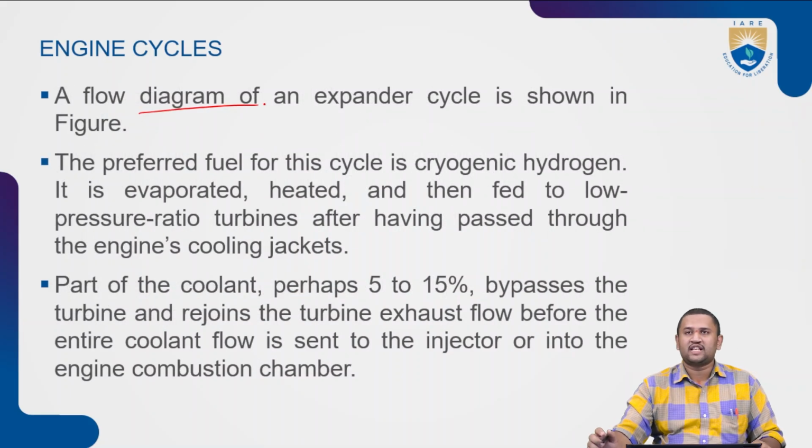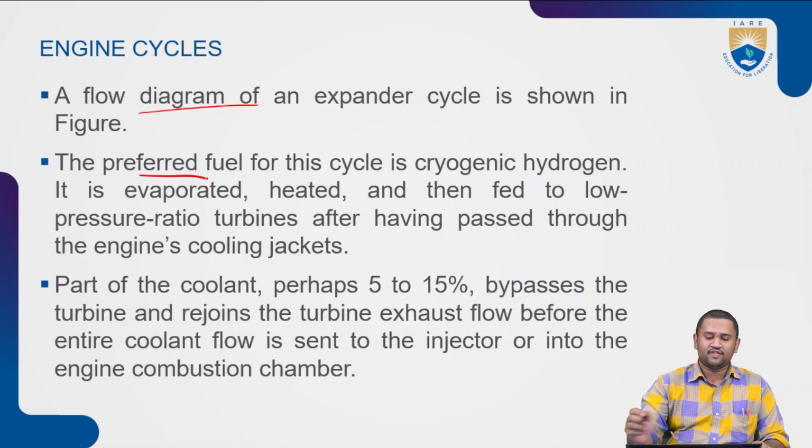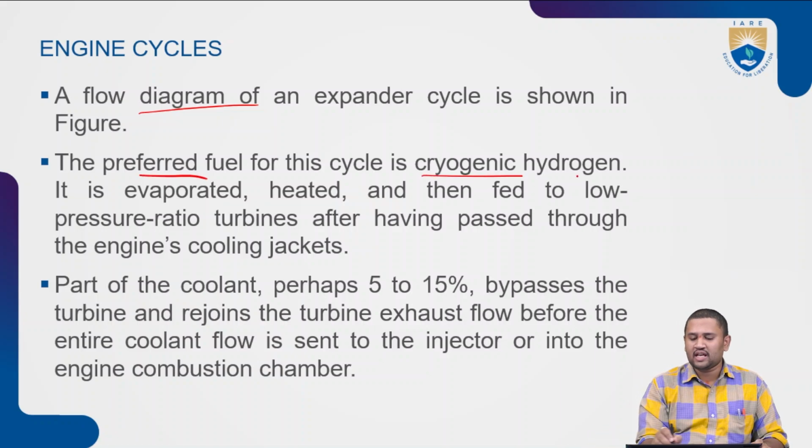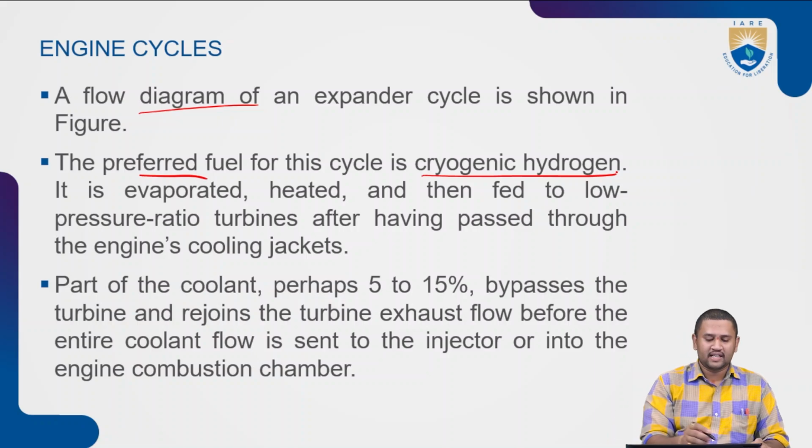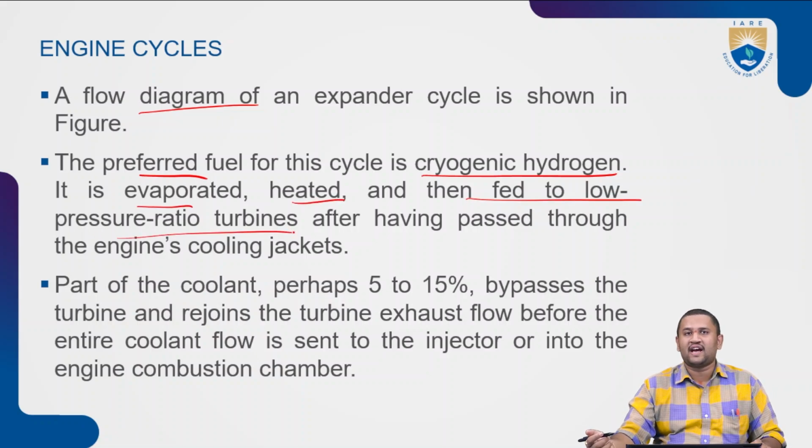The flow diagram for the expander cycle is discussed in the next slide, and the preferred fuel for this cycle is cryogenic hydrogen, which is evaporated, heated, and then fed to the low pressure ratio turbines after having passed through the engine cooling jackets.